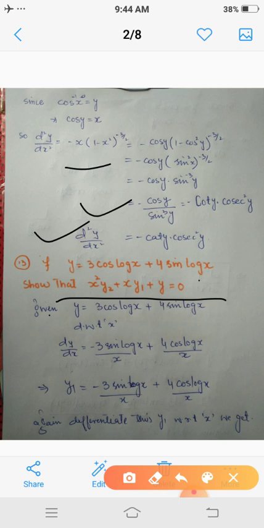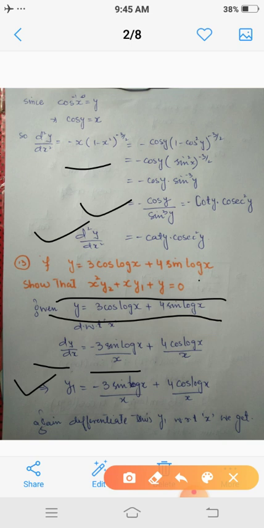Now when we differentiate the given function with respect to x, we get dy by dx is minus 3 sin log x upon x, because differentiation of cos is minus sin, that is minus sin log x, and differentiation of log x is 1 by x, plus 4 cos log x upon x, because differentiation of 4 sin log x is 4 cos log x upon x. Now here this dy by dx is y1, so this means that y1 equals minus 3 sin log x upon x plus 4 cos log x upon x.